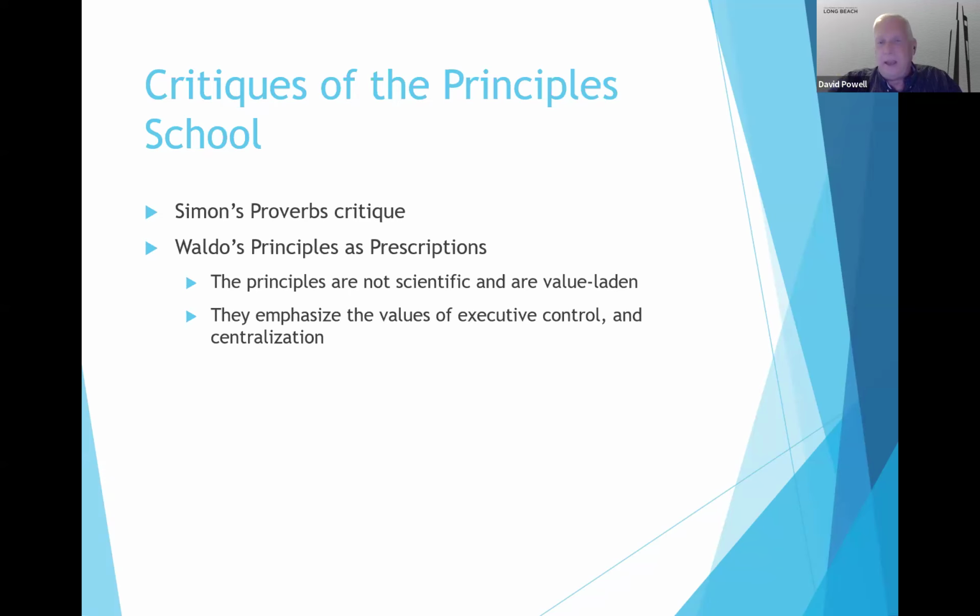And his critique of the principal school is that these are not really universal principles. Instead, Simon referred to them as proverbs, and very much in a disparaging way. So he says, when you think about a proverb is basically a story. And you can find any story to counter another story. So there's always another proverb out there that can counter the proverb that you are offering.